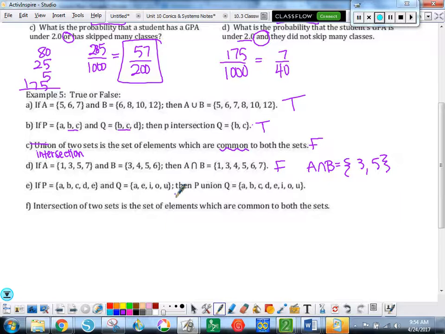All right, E, if P is A, B, C, D, E, and Q is A, E, I, O, U, then P union Q is A, B, C, D, E, I, O, U. I was trying to think which of the I, O, U. Intersection of 2 sets is a set of elements that are both common. Both the sets. We fixed that one up here. I would say that's true.